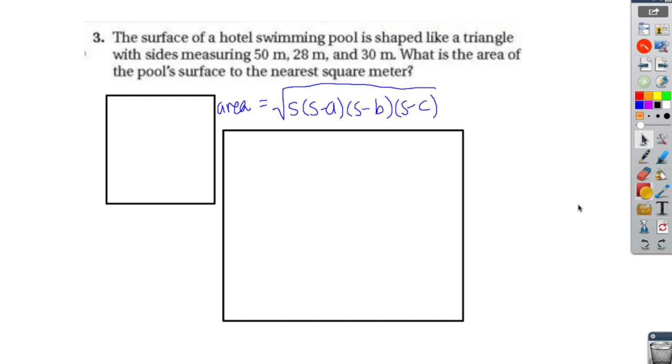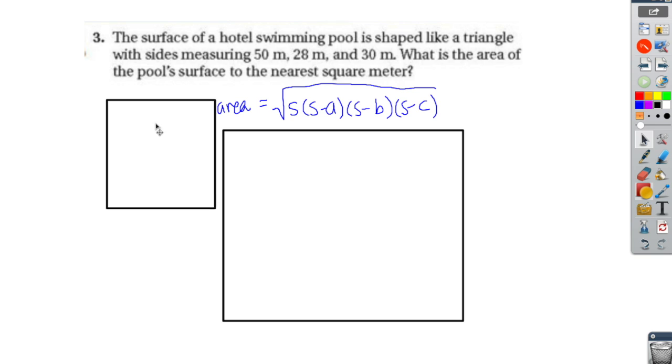The surface of a hotel swimming pool is shaped like a triangle, very, very modern, with side lengths measuring 50, 28, and 30 meters. What is the area of the pool's surface to the nearest square meter? So considering, again, you only have 3 sides, you really want to use Heron's Formula. Okay, so first you start by identifying S, half of the perimeter, like what we did previously.